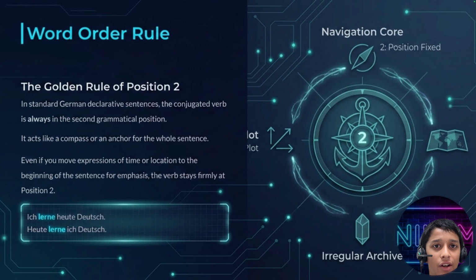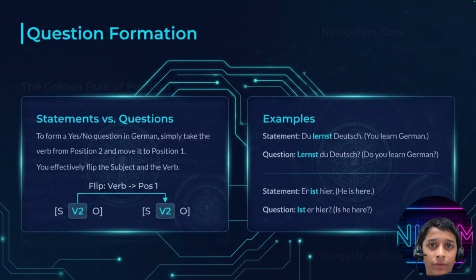Example: Ich lerne heute Deutsch. Ich is in position 1, the verb in position 2. For emphasis: Heute lerne ich Deutsch. Heute is now in position 1. The verb lerne remains in position 2. The subject ich moves to position 3. This rigidity is a defining feature of German syntax. Violating V2 order produces sentences that are immediately recognizable as non-native.